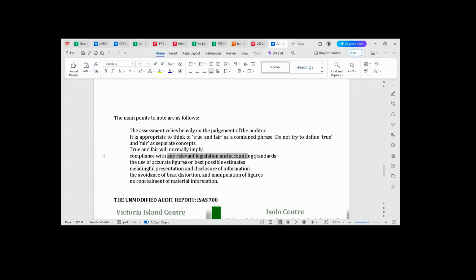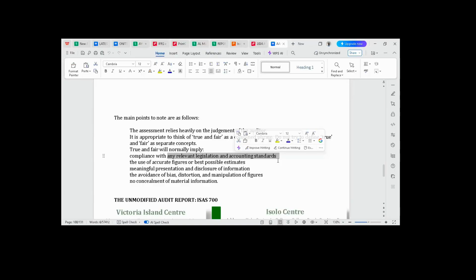All relevant legislation and accounting standard. That is, remember I said that the primary duty or the primary responsibility of an auditor is to ensure that financial statements are prepared in line with applicable financial regulatory framework. That is the first job the auditor needs to do. Not to express an opinion, not to qualify an opinion. That's the first thing he needs to check.